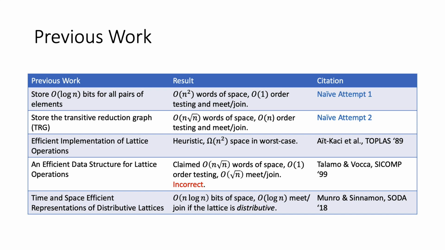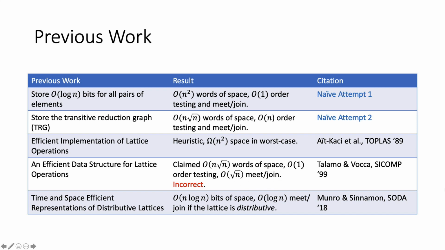Unfortunately, there is a critical error in actually all 3 of the papers they published on this lattice data structure, and so it does not appear... yeah, so these papers are not correct, and in particular, we don't see how to achieve the square root n meet and join complexities.